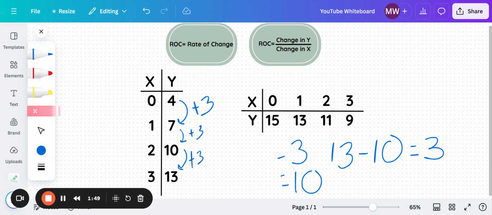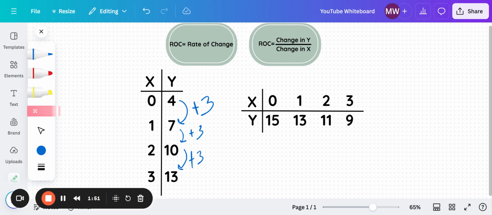I'm going to use the same process to figure out the change in x. Again, I can use any pair that I want to figure out how it's going from the beginning of the table to the next number. So I'm going to start with 0 to 1. I look at that and I say, oh, I'm adding 1. I'm going up by 1 each time.